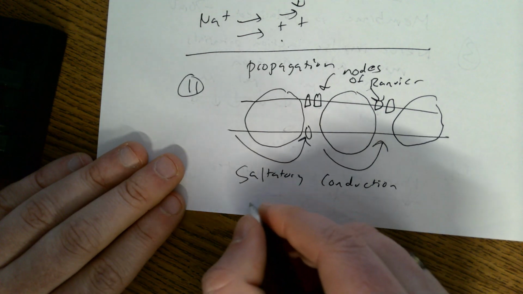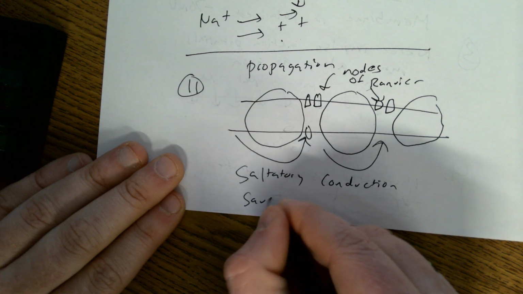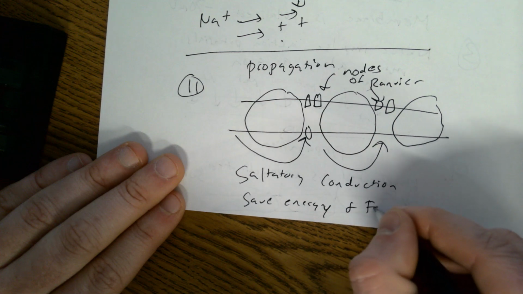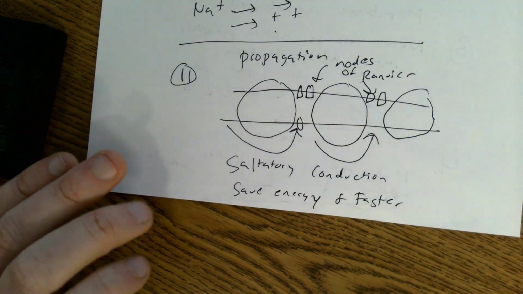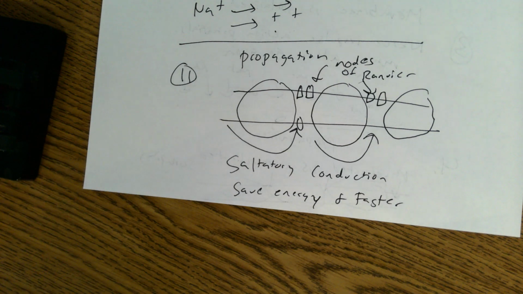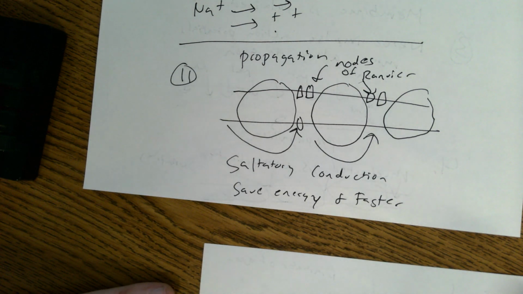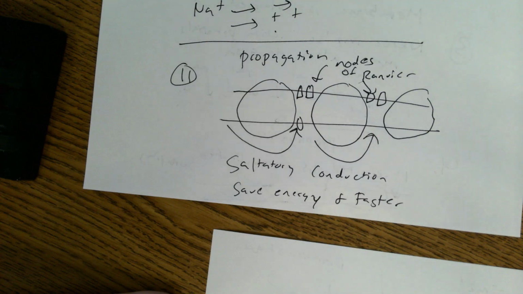Saltatory conduction. Instead of just propagating along, it's now jumping. And this is going to save energy and make it faster, so it's got double benefits. A large amount of your neurons are myelinated because it makes them save energy and they're faster. A lot of neuro disorders are actually the breakdown of myelin, because then they don't work the way they're supposed to.